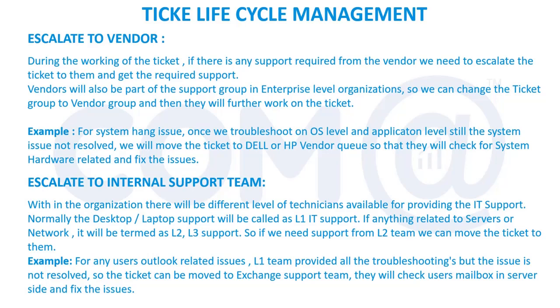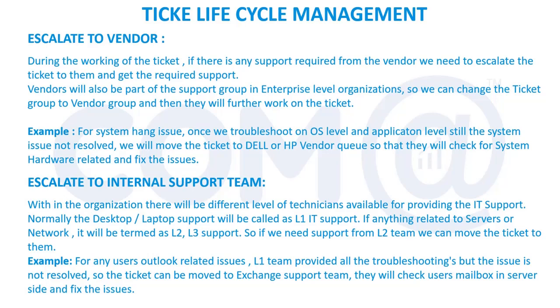Maybe the initial priority is P4. Now the priority is changed to P3 or P2, based on the issue. If there is a major issue, then we can directly raise a priority 1 ticket and escalate it to the highest level. That is available as an escalation option. That is there in the vendor matrix itself. That is one example. Then, escalate to the internal support team.